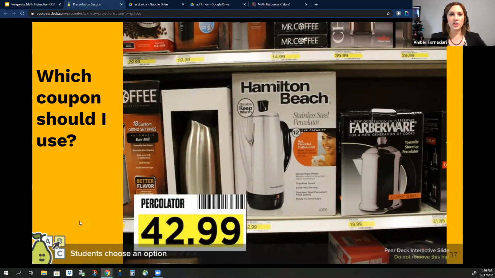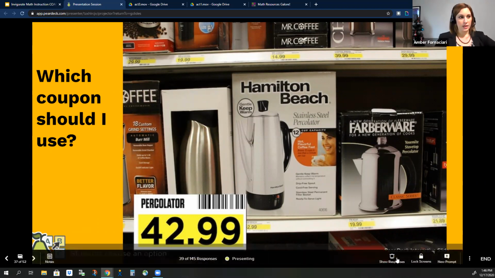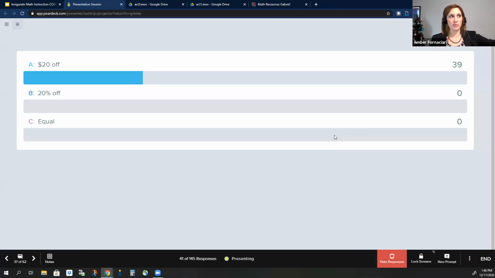And this is where you can start to engage students. This is the second act, right? So the first act is which one's the better deal? This is still which one's the better deal? Which coupon should you use? And I'll show you the responses of the whole 40 people that are participating. Everyone's saying $20 off. Yeah, that's like half the price.